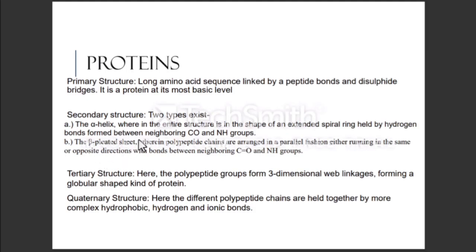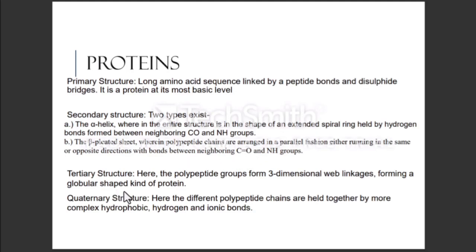The next is the beta pleated sheet. So in the beta pleated sheet, you have polypeptide chains that are arranged in a parallel fashion. They either run in the same direction or in opposite directions, right? And the interactions between them are still the interactions between neighboring carbonyl groups and NH groups. The next type of structure we will see is the tertiary structure. So here in the tertiary structure, the polypeptide groups form a 3-dimensional web linkage, okay, that forms a kind of globular shaped protein. So you have the polypeptide, like a straight line, that is going to fold on itself and produce a molecule with a 3D conformation.